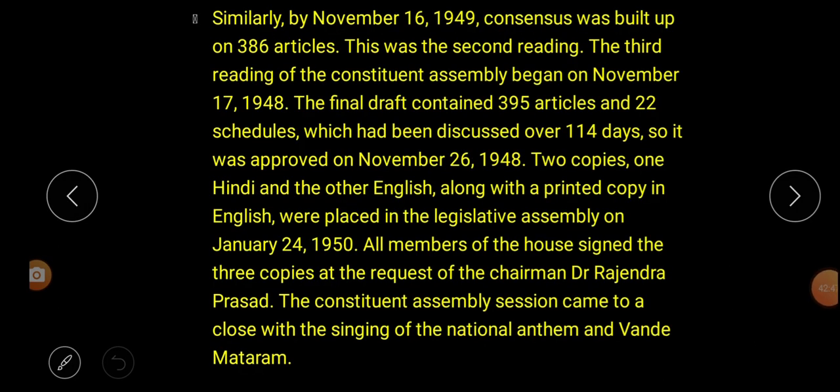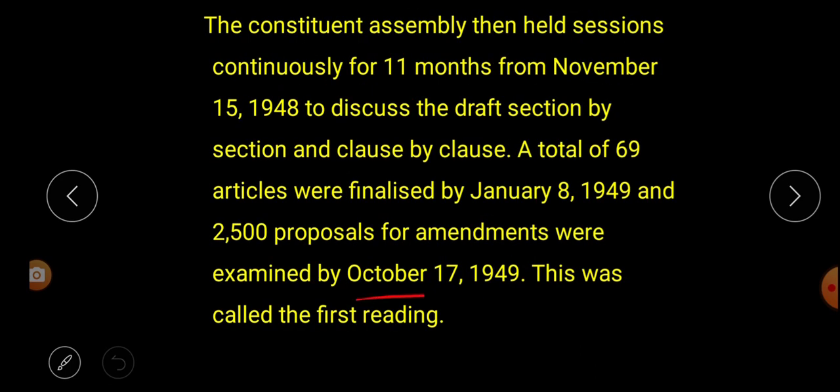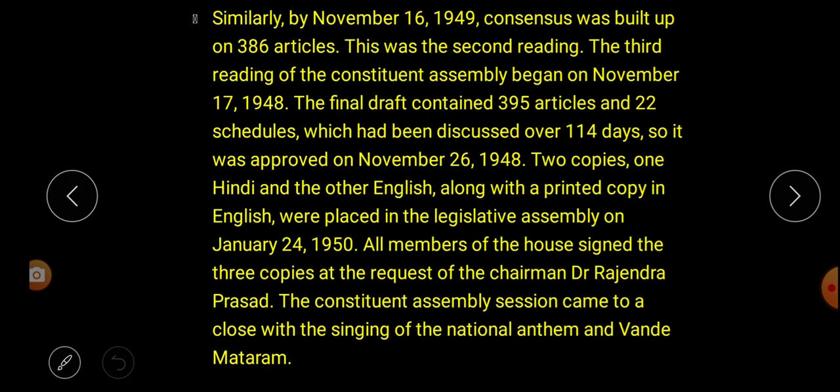Next paragraph. Similarly, by November 16, 1949, discussion was built up on 386 articles. So at last what happened? On November 16, 1949, the discussion was completed and the total articles were 386. This was the second reading. And this October 17, 1949 is the first reading. November 16, 1949 was the second reading.